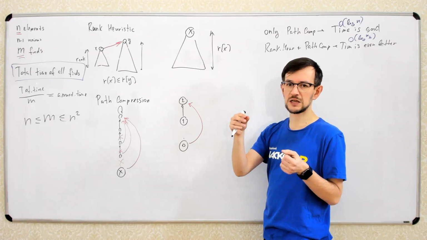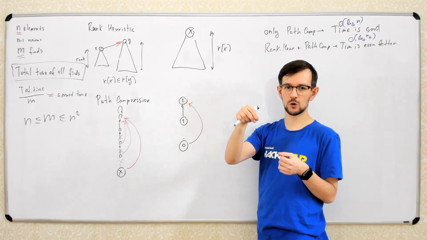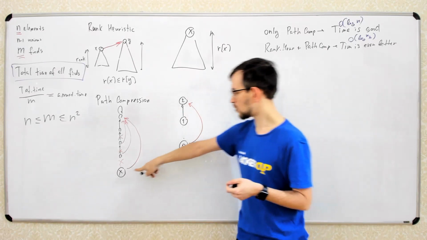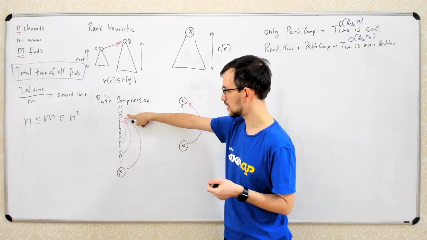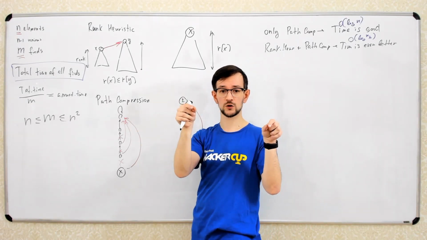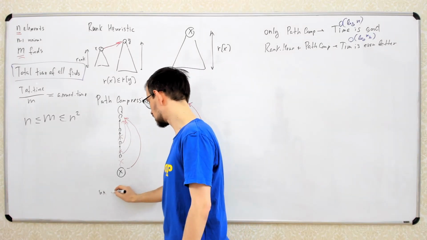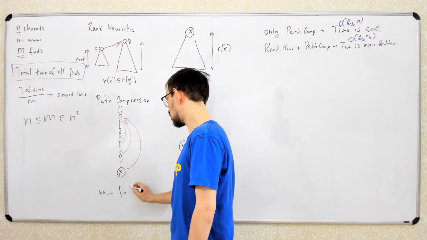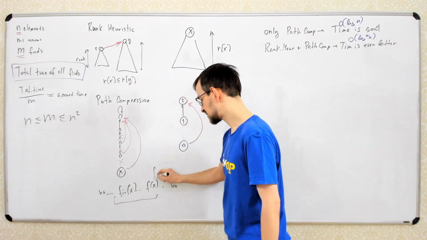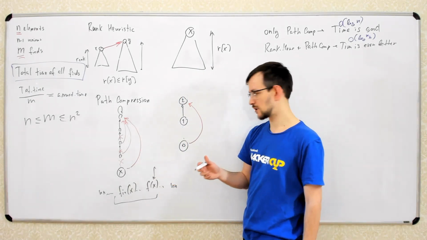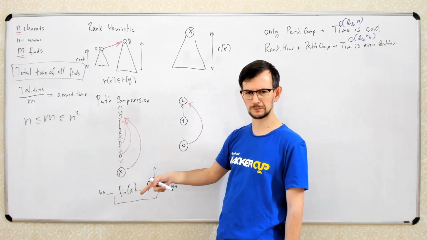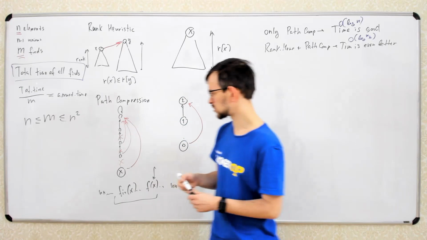If you call find from the same node twice, the second call will work in constant time, because you already made this link from here to here. So if between two unions you make two finds of the same x, so you have this union, then find of x, then another find of x, and then another union, this second find will obviously work in constant time, because during the first find you made this link. So if m is more than n squared, it's also not interesting.